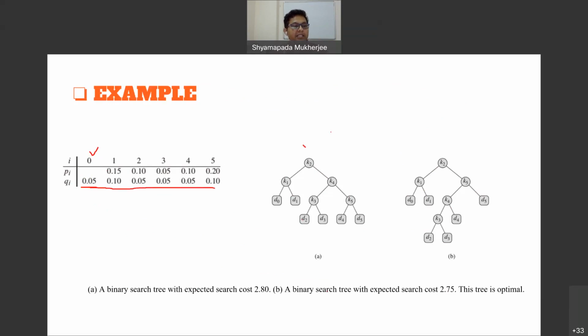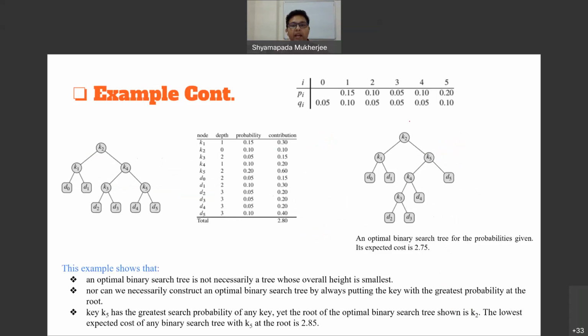We have two binary search trees, and we can calculate the expected search cost. For this tree it is 2.80, and the expected search cost of this tree is 2.75. So if we construct these two trees, we will consider this one as the optimal search tree, and we will use this one for our purposes. So these trees are optimal. Now, how are we getting this?